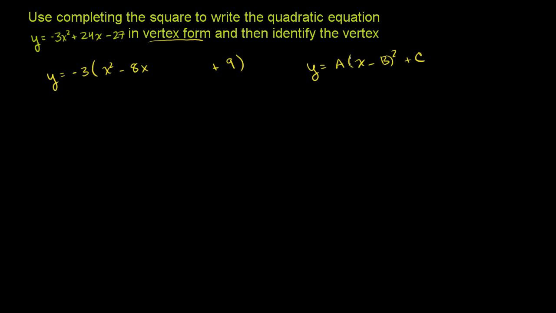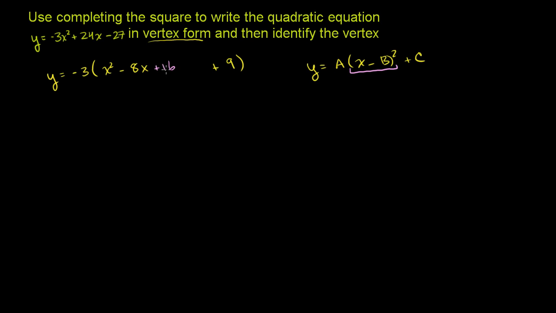Now, we want to be able to express part of this expression as a perfect square. That's what vertex form does for us. Now, how can we do that? Well, we have an x squared minus 8x. So if we had a positive 16 here, because if you take negative 8, divide it by 2, you get negative 4, and you square that, it's positive 16. So if you had a positive 16 here, this would be a perfect square. This would be x minus 4 squared.